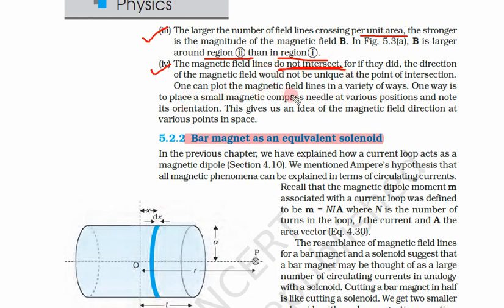One can plot magnetic field lines in a variety of ways. One way is to place a small magnetic compass. So this is a practical example. With the help of a magnetic compass needle, we can plot the magnetic field lines.